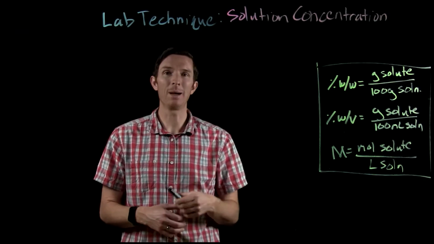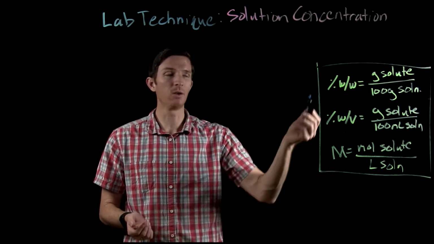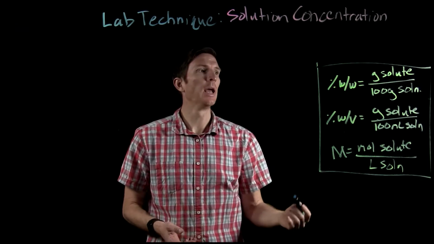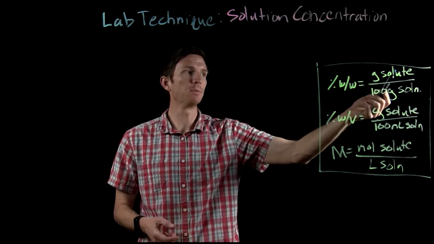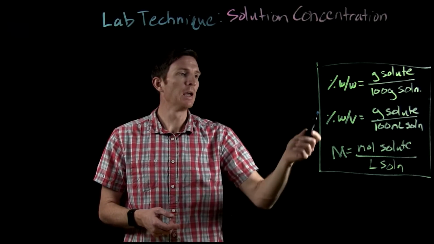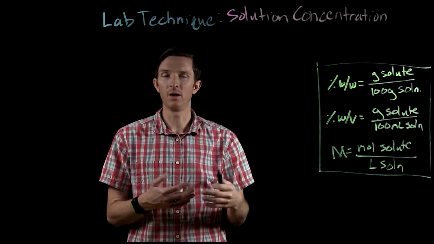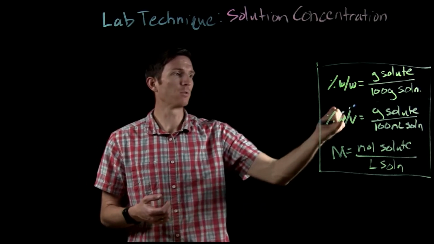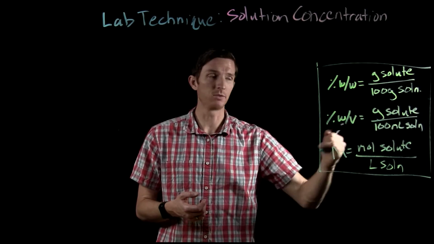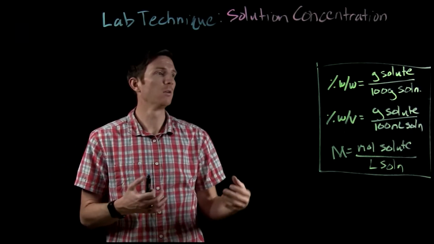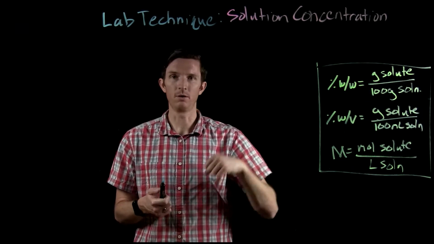The first one is percent by weight. So we can call that percent W divided by W, so that's weight by weight. And that can be defined as the number of grams of solute per 100 grams of solution. And then we can also talk about weight percent by volume, which would be weight divided by volume, and that's grams of solute per 100 milliliters of solution. So notice the only difference here is the bottom unit, which is either our mass or volume.